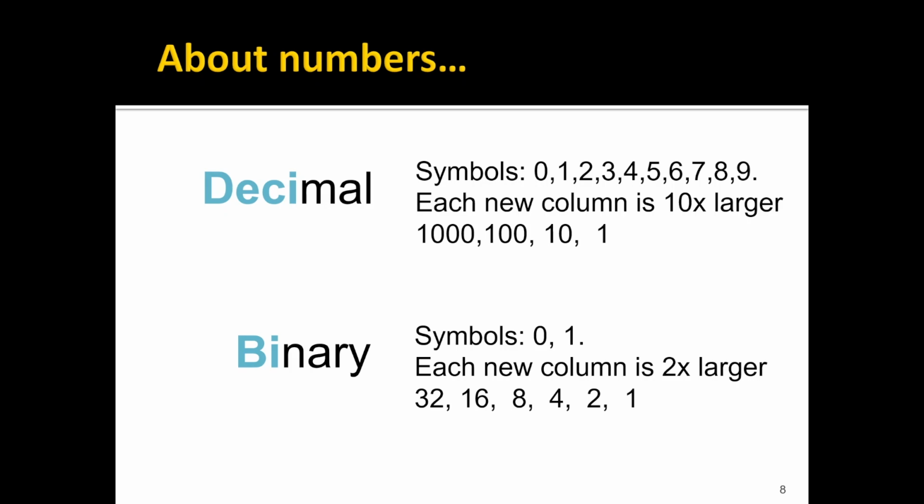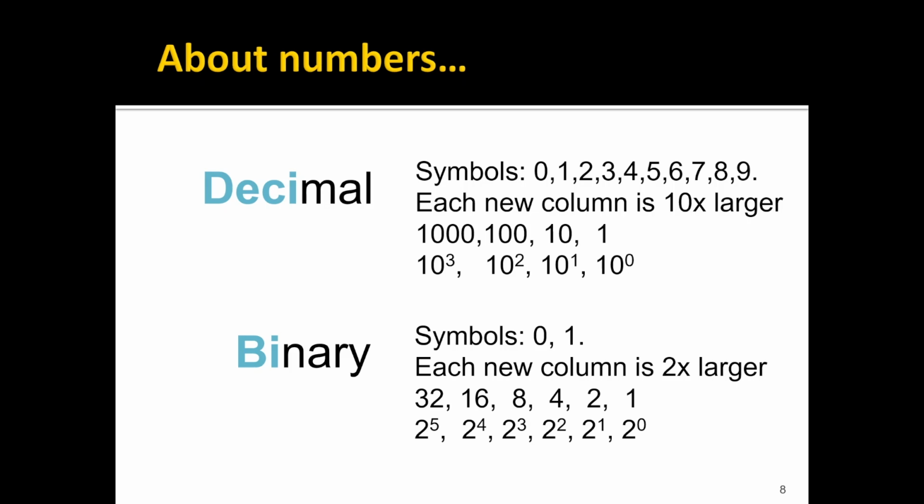So we go from a 1's column to a 2's column, to 4's, to 8's, to 16's, to 32's, etc. In general, we can say that each new column is the base times larger than the previous column. Another way to say that is that each column is a power of the base. So in decimal, we have 10 to the 0, which is 1, 10 to the 1, which is 10, 10 to the 2, which is 100, 10 to the 3, which is 1,000, etc.